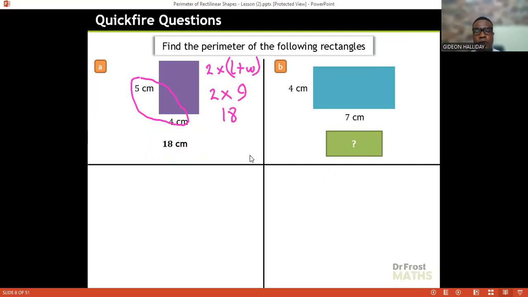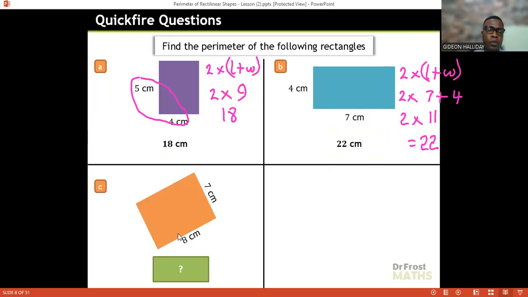The same with this. 2 times L plus W. L plus W is 7 plus 4. And 7 plus 4 is 11. 2 times 11 is 22. So that's 22 centimeters. Easy peasy. You can even do it mentally. All right, try this one all by yourself.